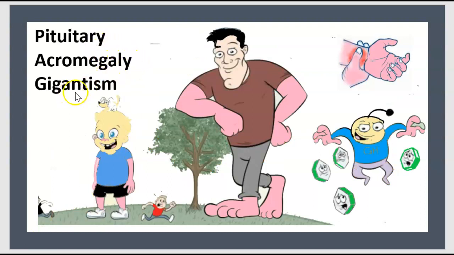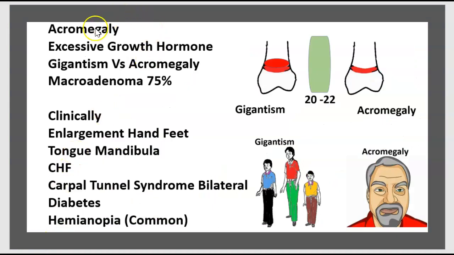Pituitary acromegaly and gigantism. Acromegaly, think about excess of growth hormone. To differentiate gigantism and acromegaly: before epiphyseal closure, before the age of 20 to 22, it's gigantism. After this, it's acromegaly. Most of the time, it's macroadenoma in 75%.